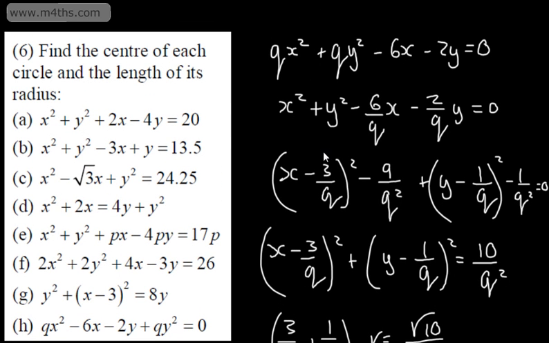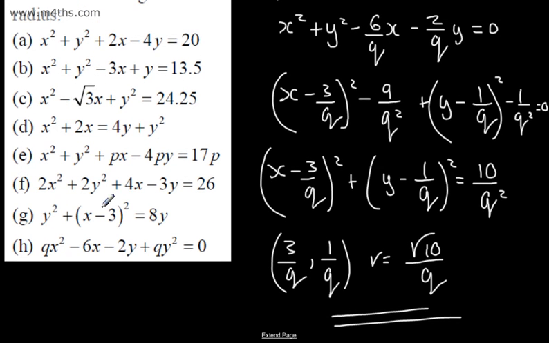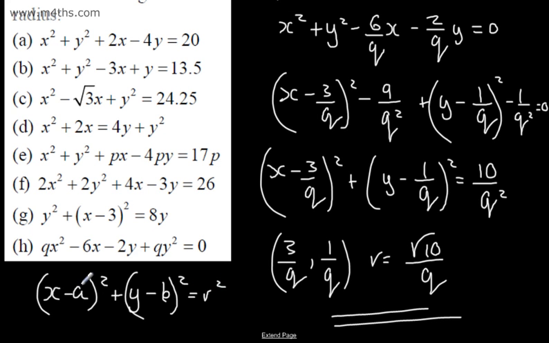But apart from that, we're simply completing the square, as we've done in previous units, to write it in the form that we want. And that form is (x minus a) all squared plus (y minus b) all squared is equal to r squared. Centre a, comma b, and a radius of r units.